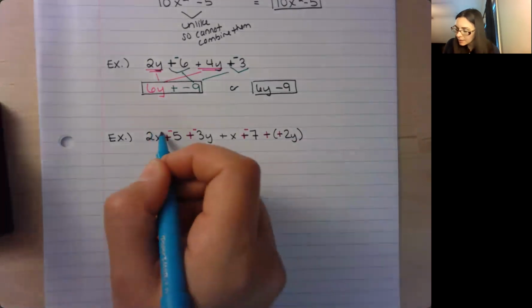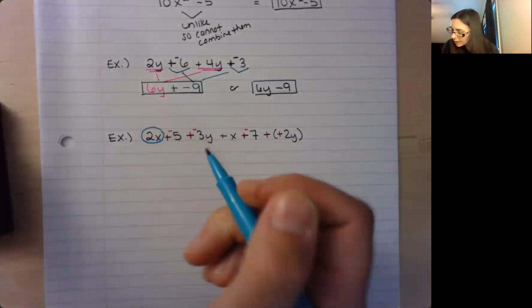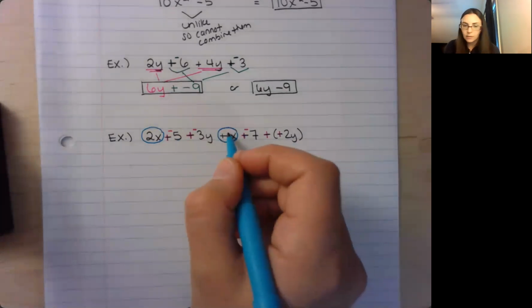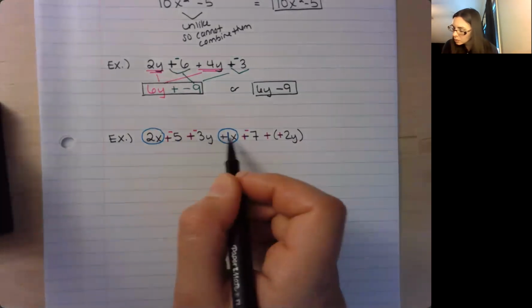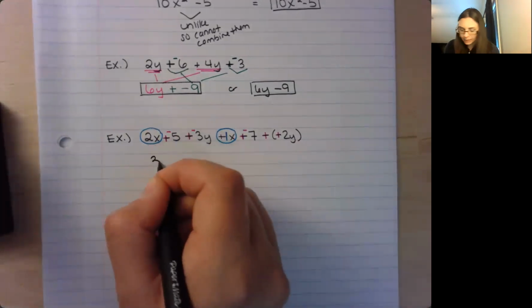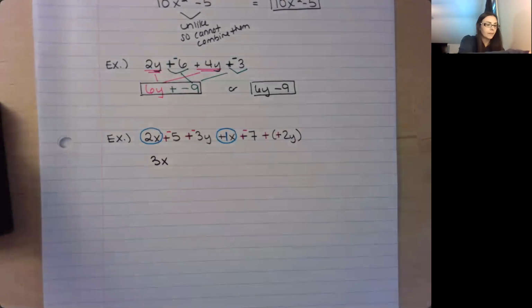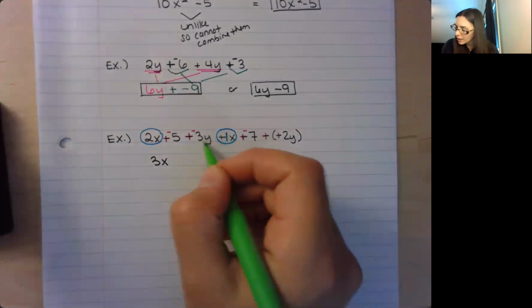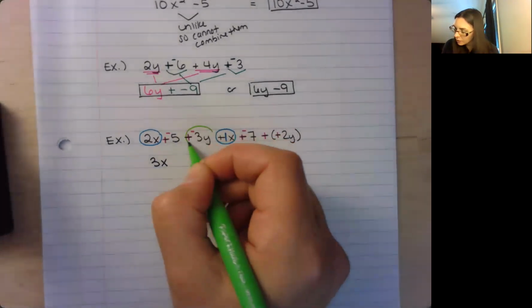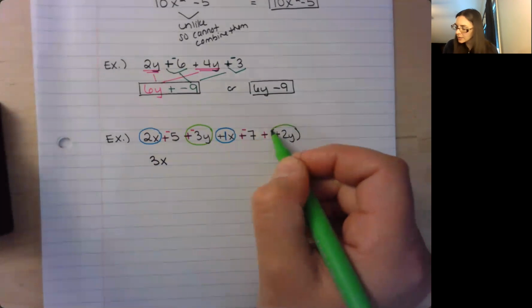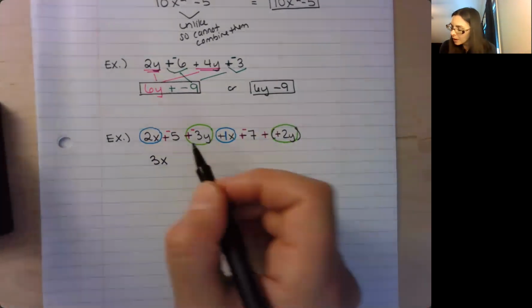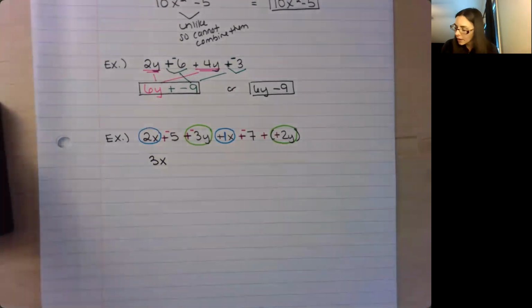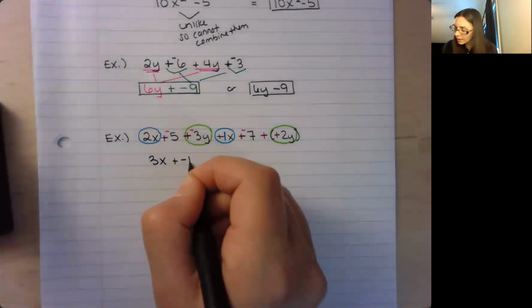So let's look for our like terms. So I see a 2x here, and I see a plus x here, so that would be a 1x. So I'm going to combine those first. 2x and 1x, 2 plus 1 is 3, so I have 3x. Now I'm going to do my y's. I see a y here and a y here, so I have a negative 3y and a positive 2y. Negative 3 and positive 2 is going to be negative 1, so I can write negative 1y if I like.